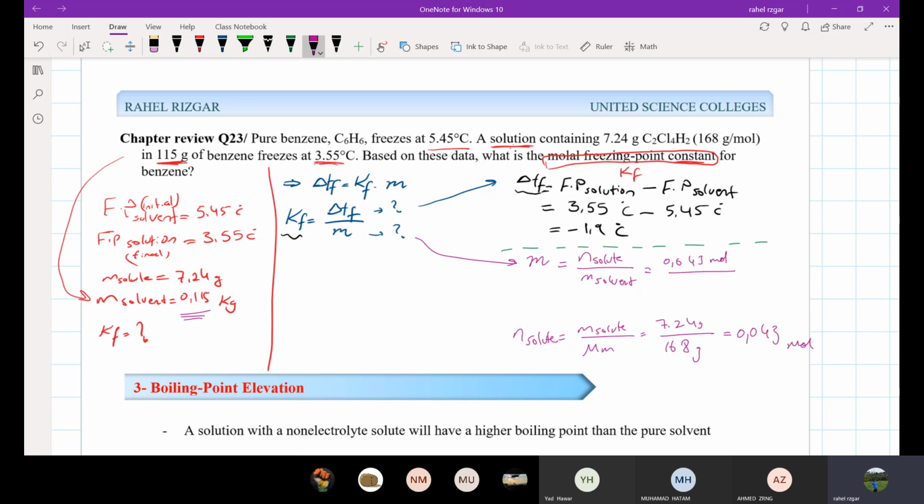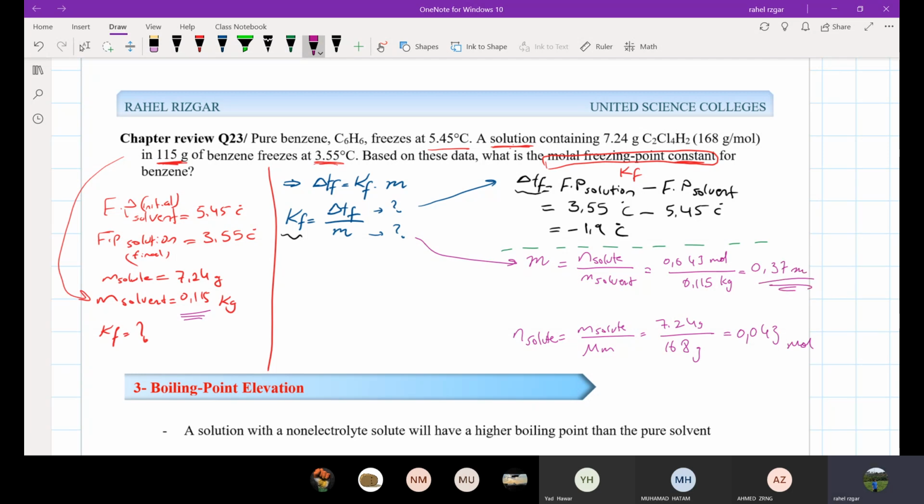0.043 mole divided by the mass of solvent, which is 0.15 kilograms. It is 0.37 molar.